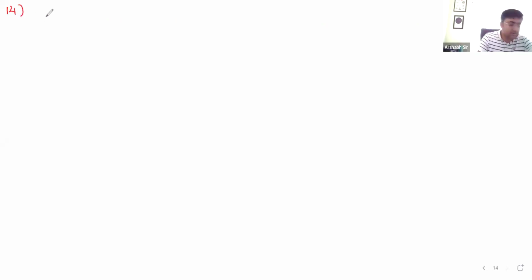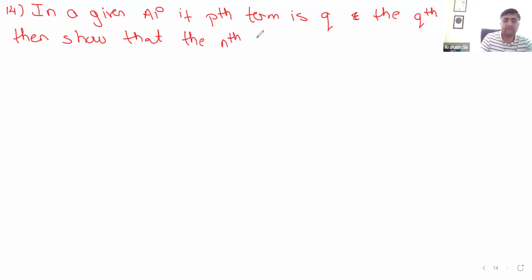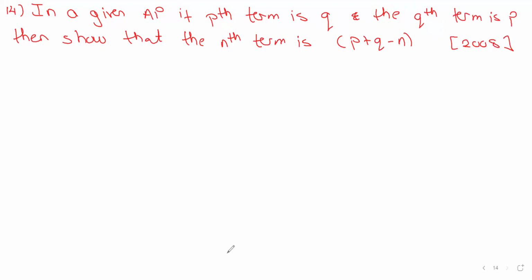We have in a given AP, if the pth term is Q and the qth term is P, then show that the nth term is P plus Q minus n. How many of you have a problem in these type of questions? Yes, I have a problem. ठीक है, I'll show you.